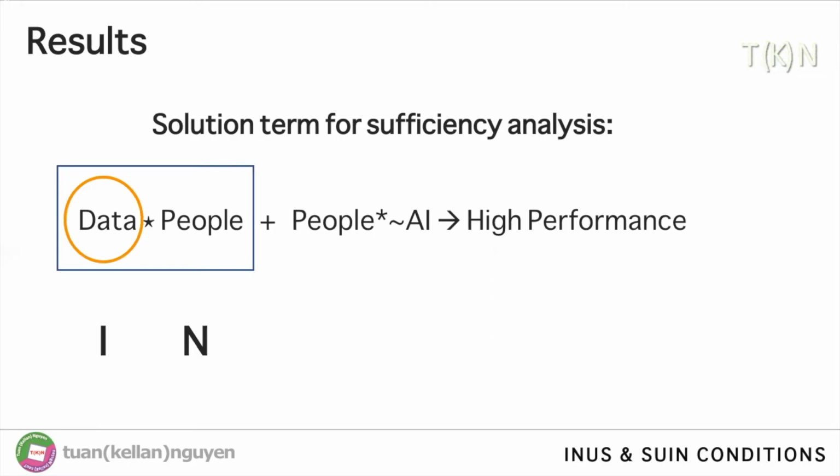The whole sufficient condition, data and people, then is not the only path that leads to the outcome high performance, but can be combined with another condition. Briefly said, the condition data alone is insufficient, but it is a necessary part of a conjectural condition, which is itself unnecessary but sufficient for the outcome. We call it an INUS condition.